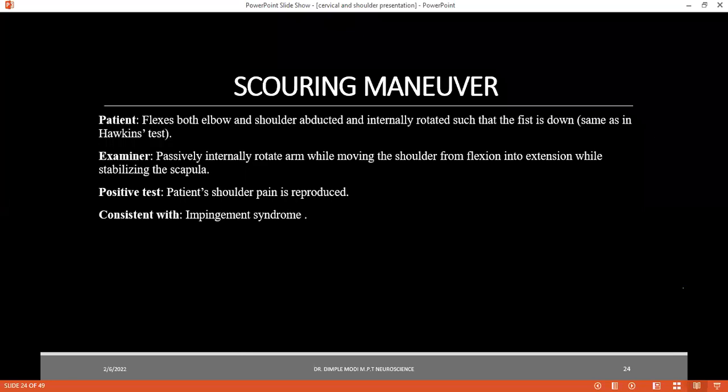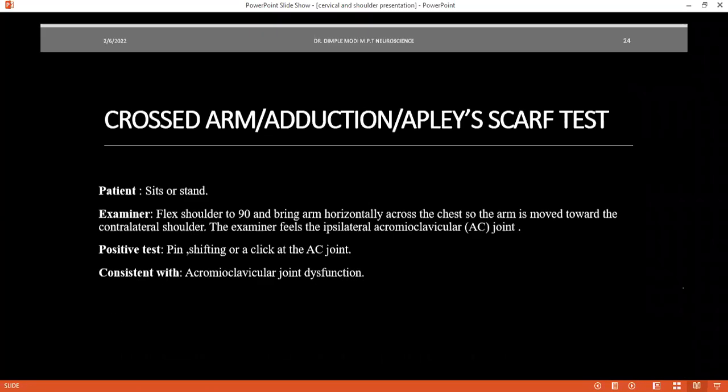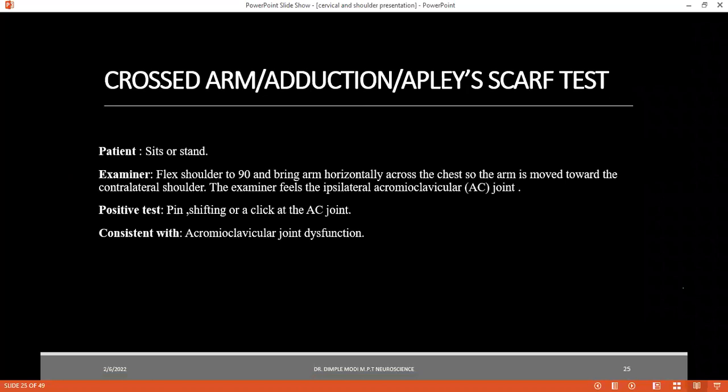This is also a test for impingement syndrome. So we have seen the 3 tests for impingement syndrome. Now the Apley scarf test, or cross arm test. In this, you just have to flex the shoulder to 90° and bring it to this position, and you have to feel the AC joint.